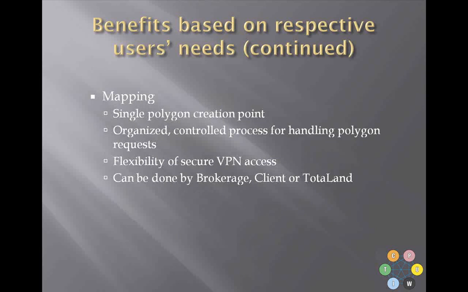And then for mapping, the incredibly streamlined approach where everything is done through the system. When a user creates a tract, it requests a polygon. Whoever is handling the mapping, whether it is the brokerage, the client, or TotaLand, will receive a notification that there's a polygon request pending. The polygon will be built, linked to the tract. If there's a problem with it, that problem is handled through the system. But the point is, it's only built once, and then when it's linked to that tract record, it never needs to be updated again. Then it saves, once again, a tremendous amount of time and money.